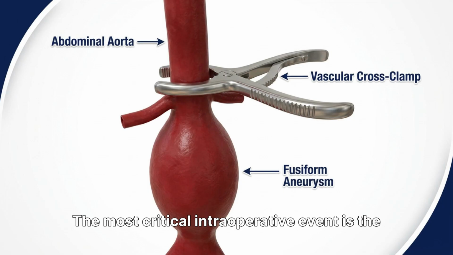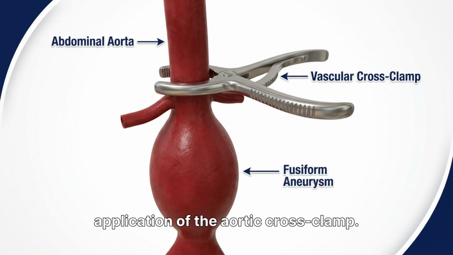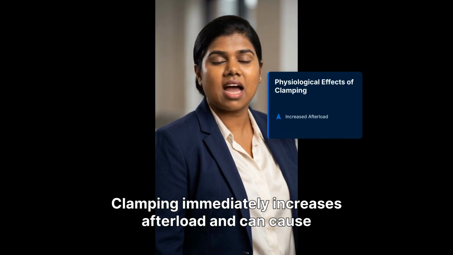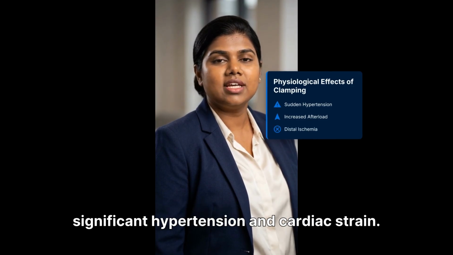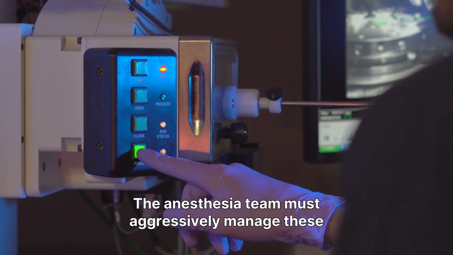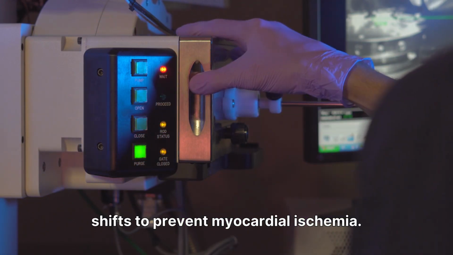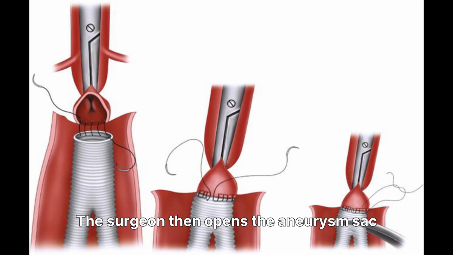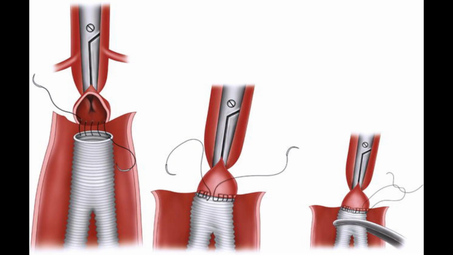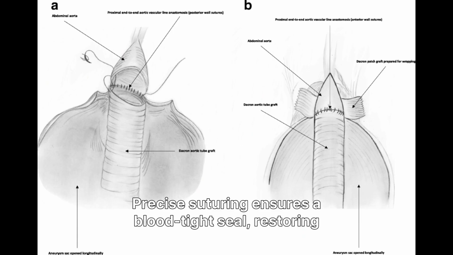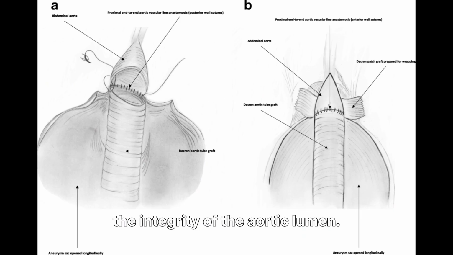The most critical intraoperative event is the application of the aortic cross clamp. Clamping immediately increases afterload and can cause significant hypertension and cardiac strain. The anesthesia team must aggressively manage these shifts to prevent myocardial ischemia. The surgeon then opens the aneurysm sac and sutures a synthetic Dacron or PTFE graft to the healthy aorta. Precise suturing ensures a blood-tight seal, restoring the integrity of the aortic lumen.